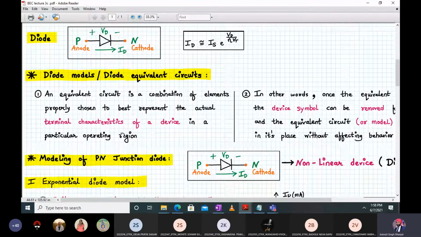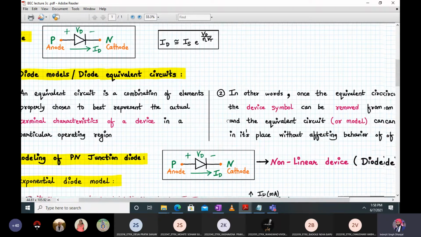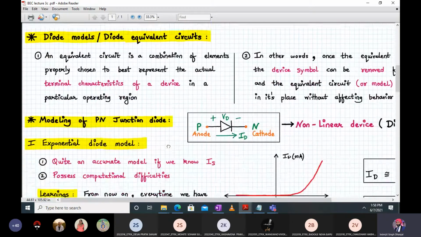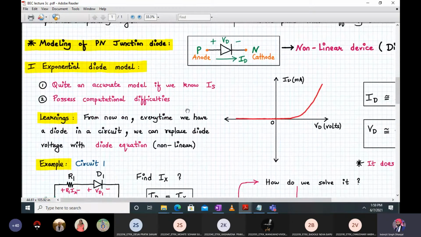In other words, once the equivalent circuit is defined, the device symbol can be removed from the schematic, and the equivalent circuit or the model can be inserted in its place without affecting the behavior of the system. Rather than trying to explain this, we will see shortly the meaning of statements 1 and 2. So let's start with the modeling of the PN junction diode.